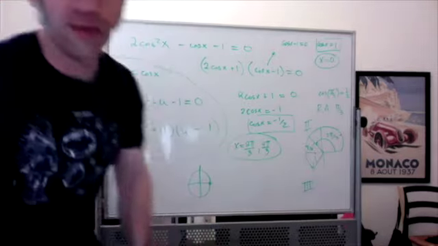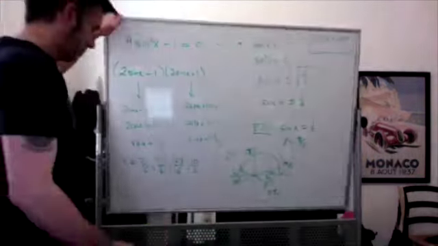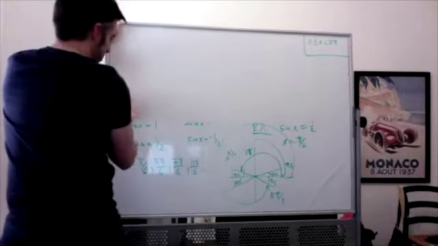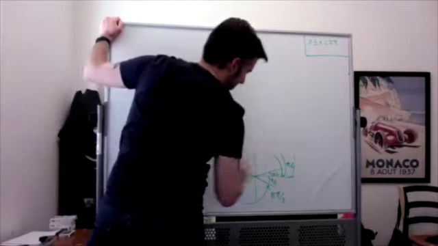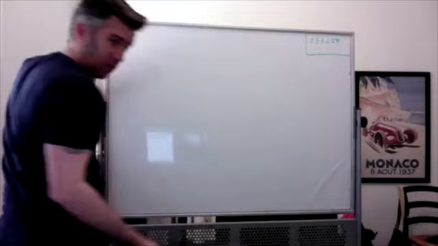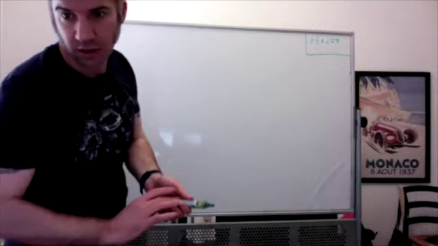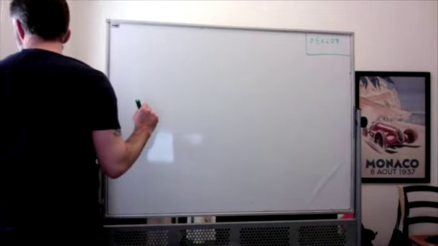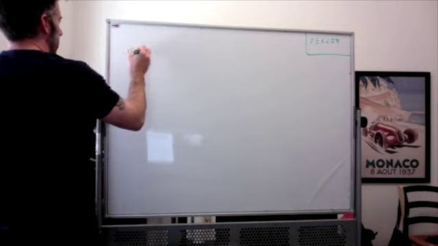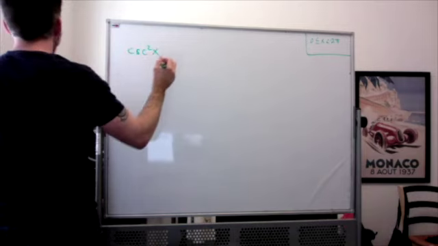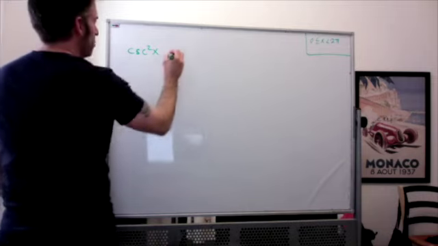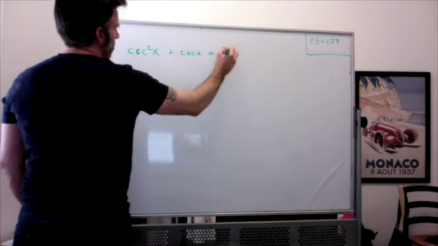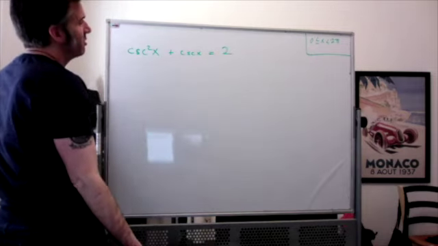I'm going to do one more of a similar nature. I'm going to change it up a tiny bit. Let's see, I want to do, sorry, where'd you go? Let's say we have, sure, this will be easier. Cosecant squared x plus cosecant x equal to 2. Is that what I want?